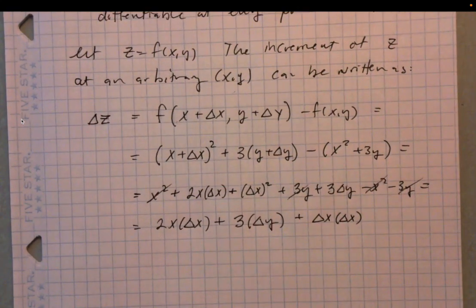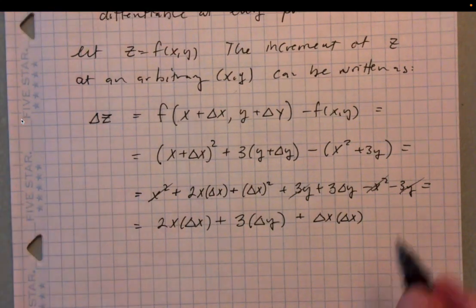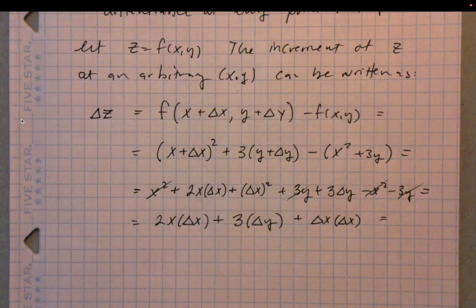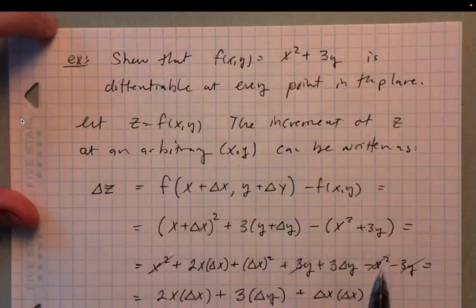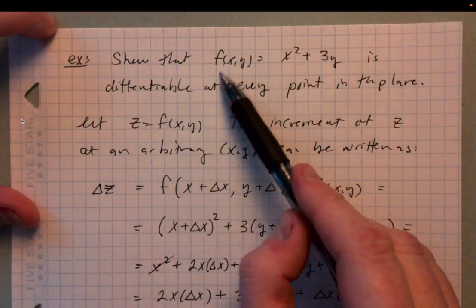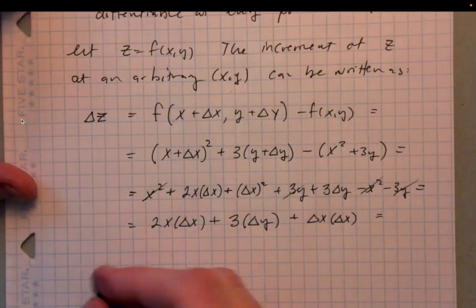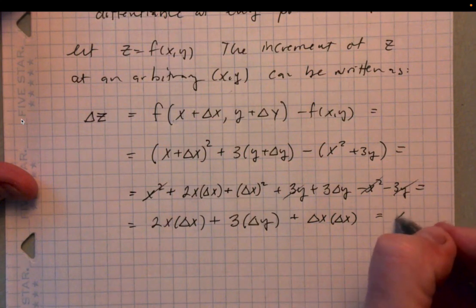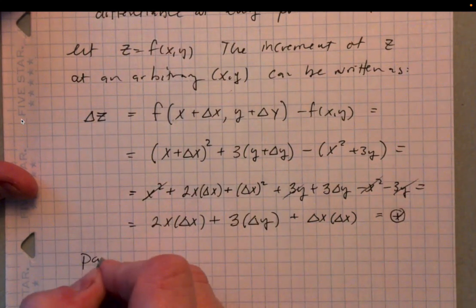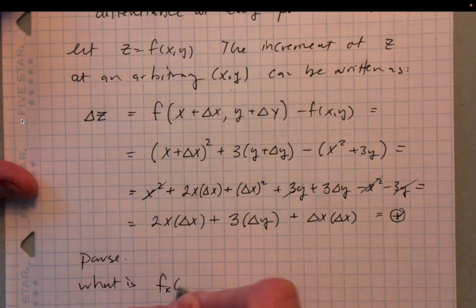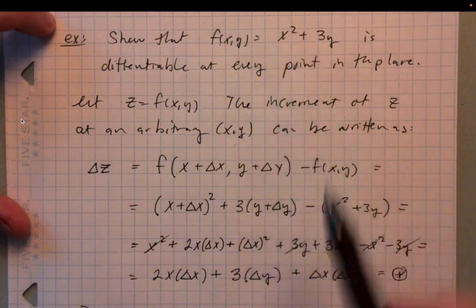Okay. And now one thing that's not here. Well, let's stop here for a second. We'll pause before we jump to the next part. Notice that the given function was f of x, y equals x squared plus 3y. So what are the partial derivatives of this? We'll come back to this. So pause. What is f sub x of x, y? Well, it's just going to be 2x, isn't it?